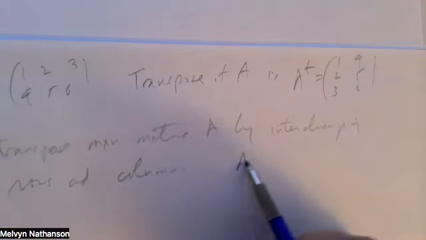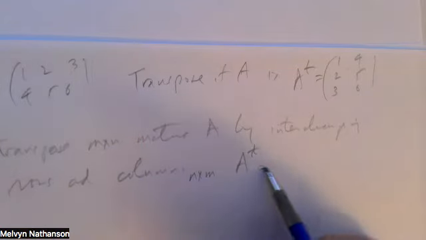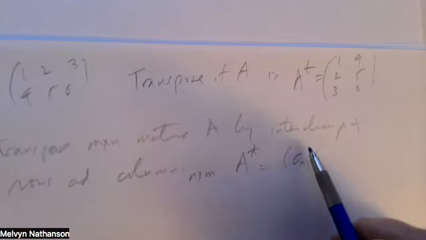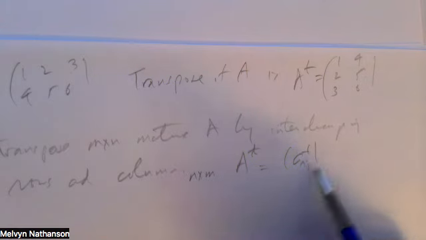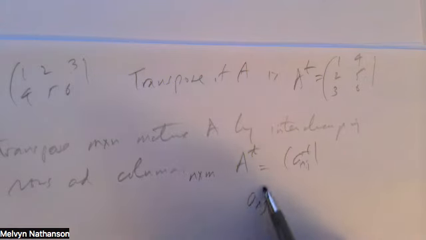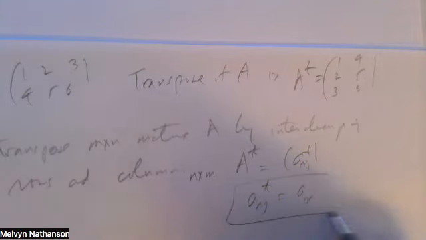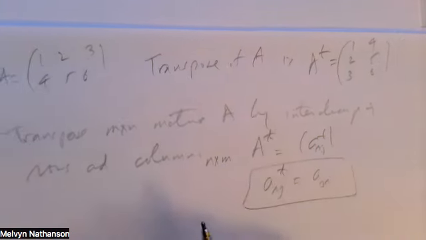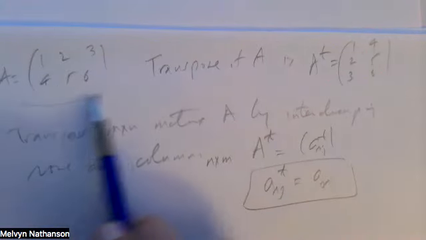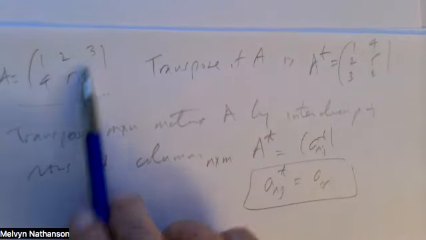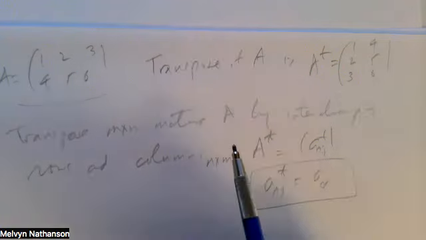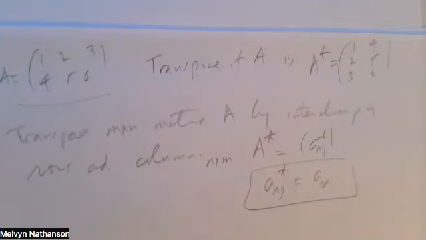And you get the transpose, A superscript T, which is going to be an n by m matrix. And the ijth coordinate of the transpose is the jith coordinate of the original matrix. But really all you have to remember is this example. Rows change into columns, that's the transpose. That's all it is.